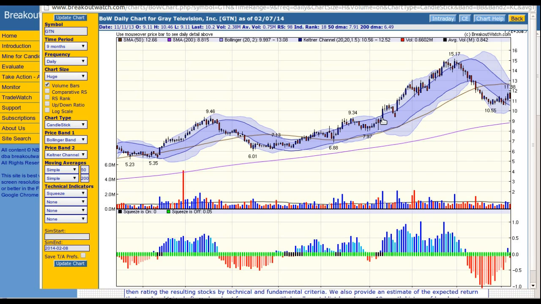So that's the real significance of our new squeeze watch list. It allows us to find stocks much earlier in the base that can give us a very substantial profit. So now you can see why we're quite excited about this new squeeze watch list.